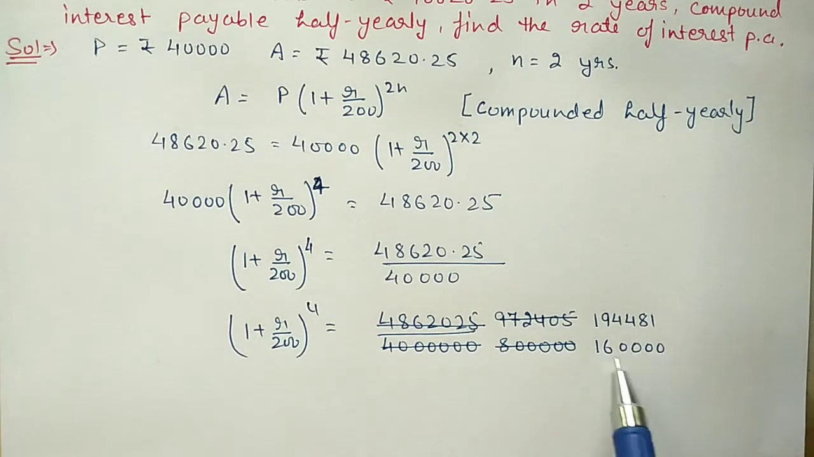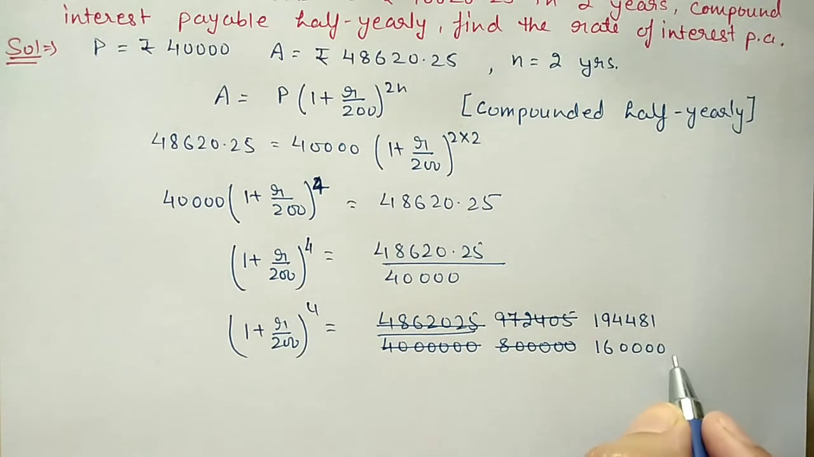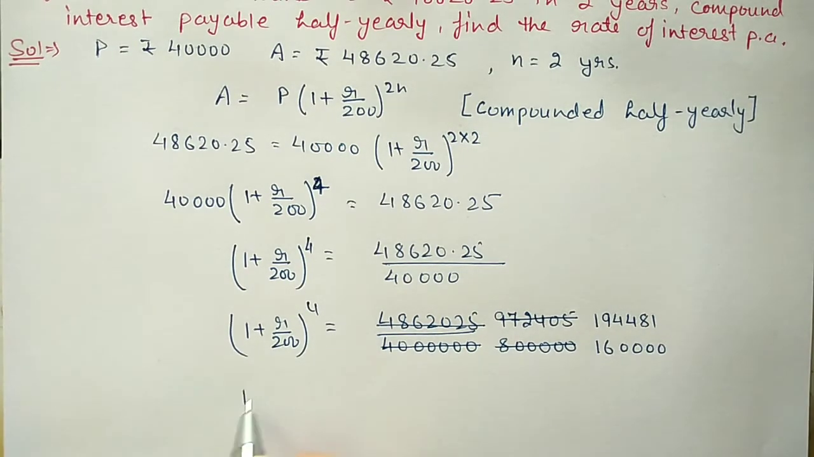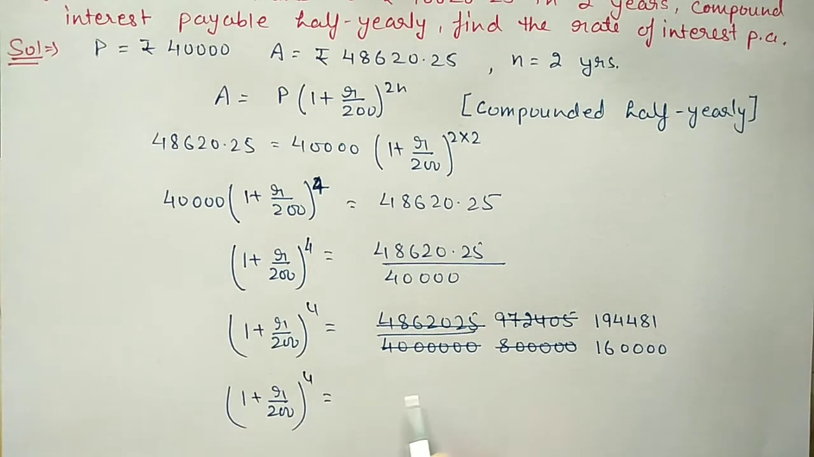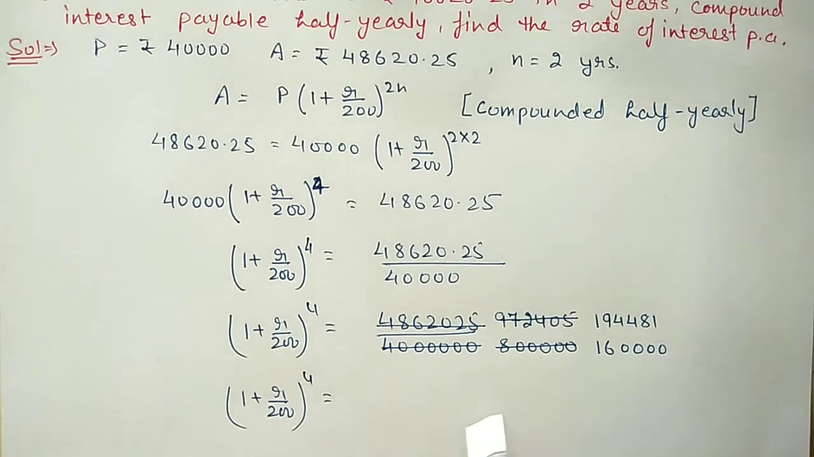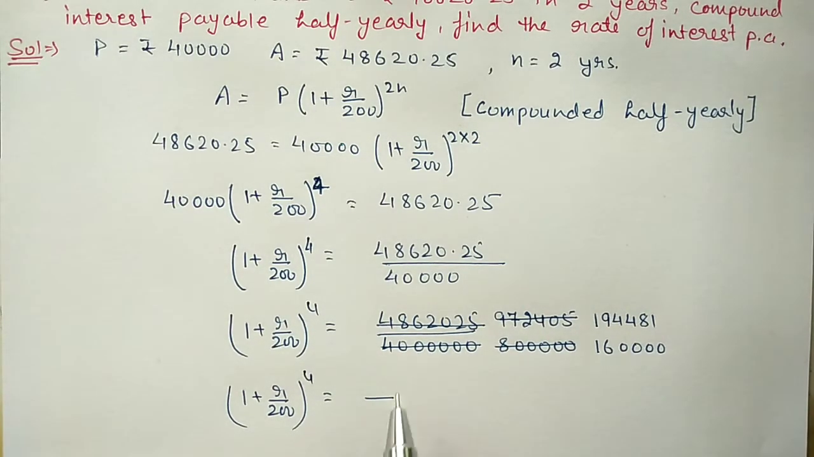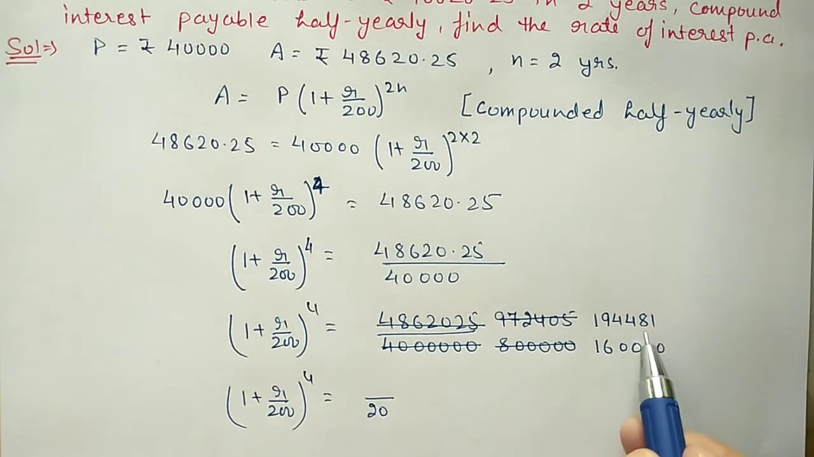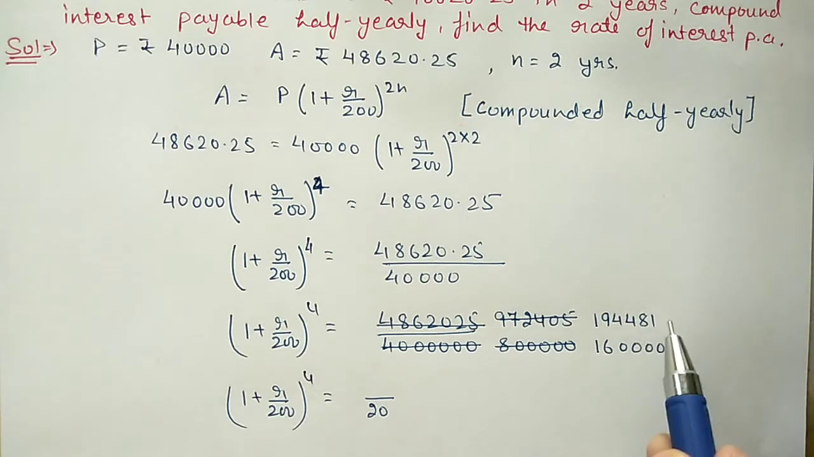Now you can see the denominator we can cancel with 5 but the numerator is not possible to cancel. Now we will change it into power 4. In the denominator you can see 16 we can write as 2 to the power 4 and 4 zeros are there. It means we can write it as 20 to the power 4. Now for the numerator you can use the hint. This number will be nearby this number only. We got 20 to the power 4, so this will be 21 or 22.